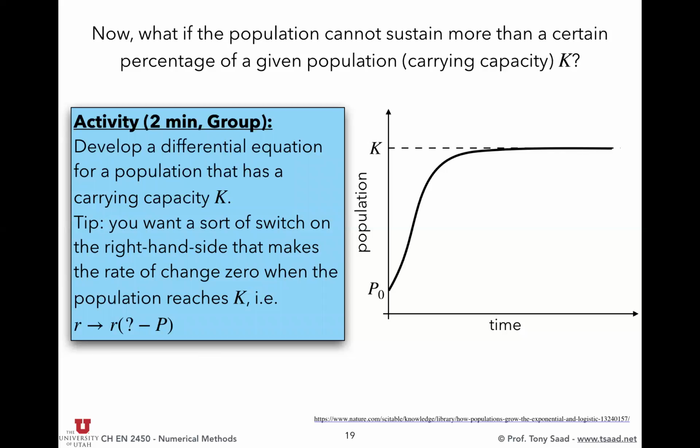And I'm giving you a tip here. Take the previous equation, dP by dt equals RP, and change R to make it something of this form: R times something minus P, such that it goes to 0 when the population reaches K. So go on, you've got 2 minutes. I already started the timer, so I'll restart it over here.